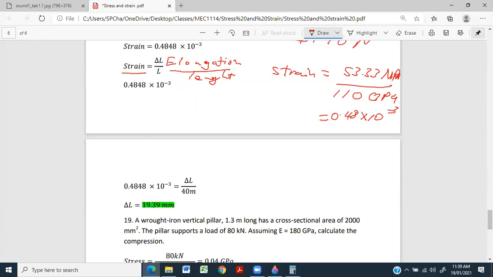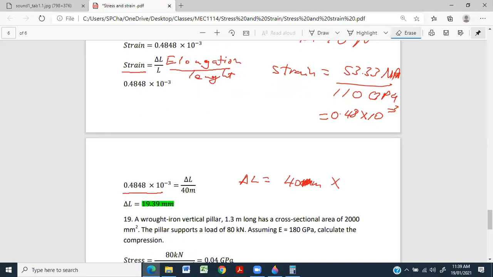The length that was given to us is 40 meters, and the strain, which we just calculated, plugging it into the other formula for strain, strain is equal to elongation over length. Solving for elongation, we get elongation is equal to 40 meters, the length, times 0.484 times 10 to the minus 3.